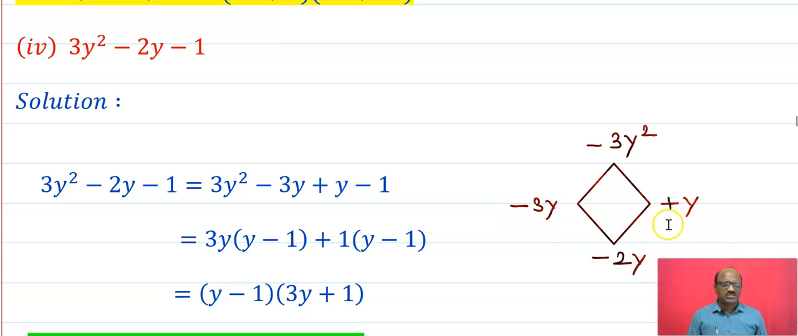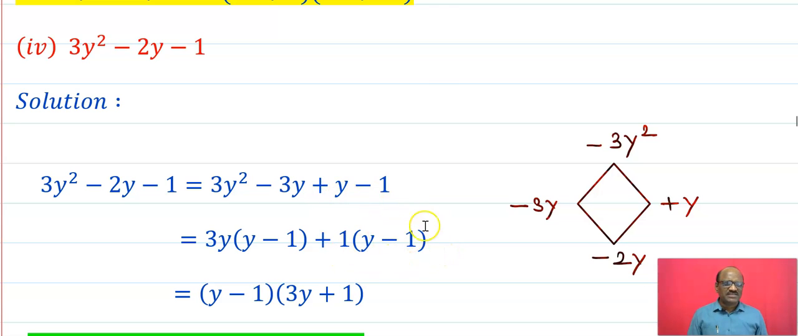Minus 3y plus y, their algebraic sum is minus 2y, and their product is minus 3y square. Therefore, I have split up this minus 2y in this fashion, that is minus 3y plus y. Now take the common from the first two, which is 3y. Then in bracket you will get y minus 1. Again, take the common from the last two. What is the common? 1 is common. Then in bracket you will get y minus 1.